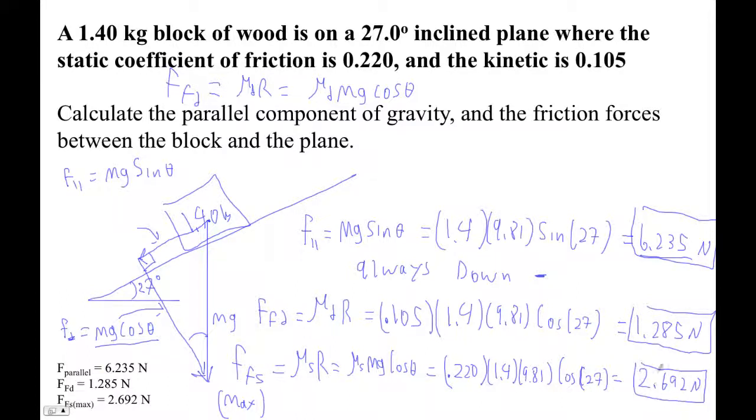There we go. All right, so these are our players, right? If it's sitting still, this force tries to make it stay on the plane. So if the first question were, will it stay on the plane? You would say, no, it won't stay on the plane because the parallel force acting down the plane is so much bigger than this static force that could try to make it stay on the plane. But these will be our players. The parallel force is always down the plane, right? This force, this 1.285, opposes your sliding. So let's just take a look at some more problems here.